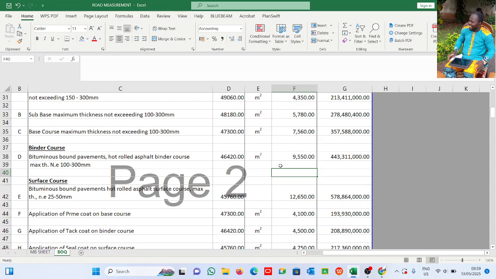This is just part 1. Part 2 will be on cutting and filling, right? The earth balancing. That's what the part 2 is going to be based on.